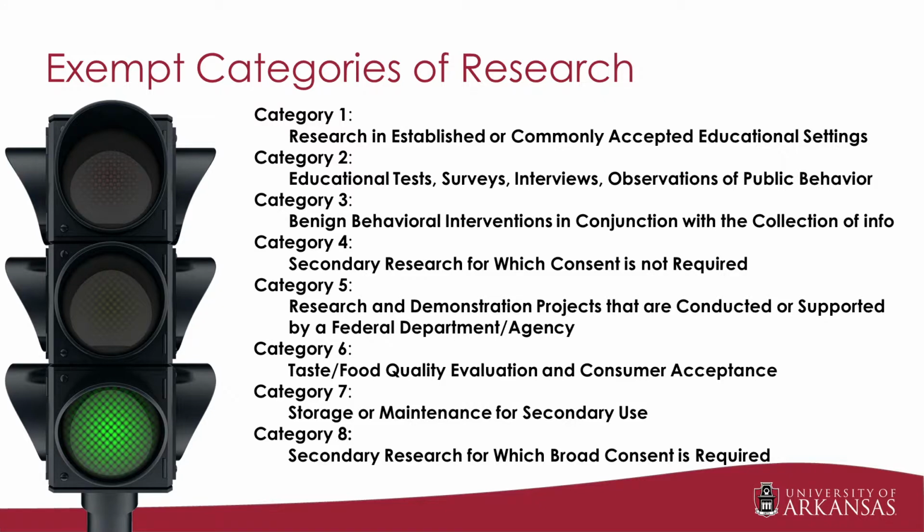Some of these categories, numbers 2, 3, 7, and 8, although they are exempt, may require a limited review in certain circumstances. And all this means is that somebody on the IRB is going to look through your study protocol and make sure that the data or potential participants are adequately protected. It is not a very involved process. As long as you fall into one of these exempt categories, you should get your exemption determination pretty quickly.